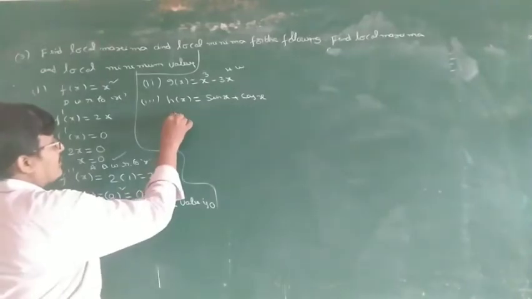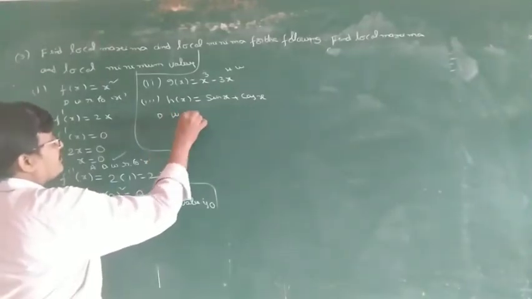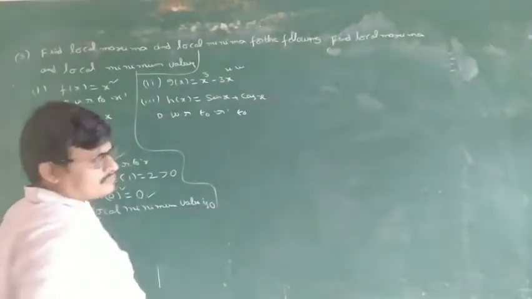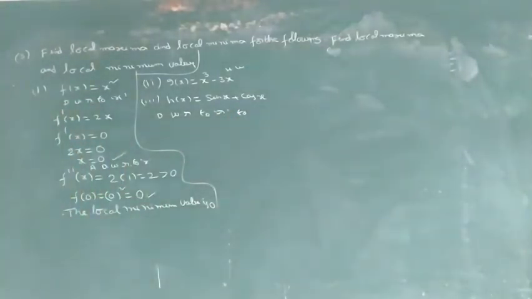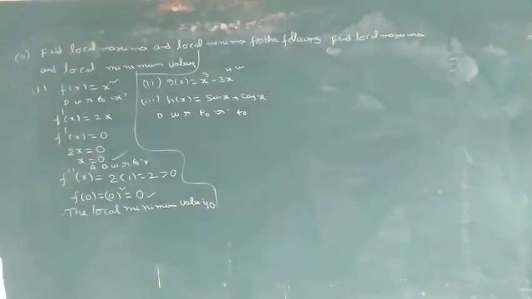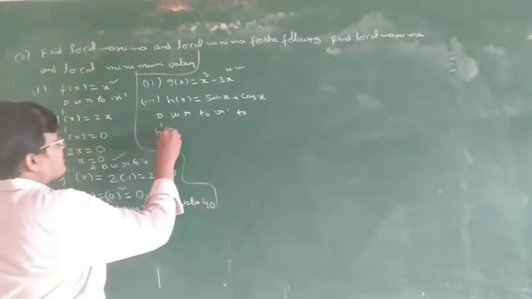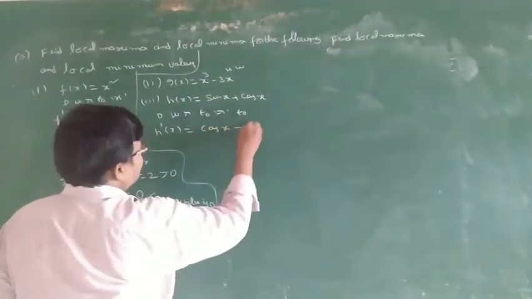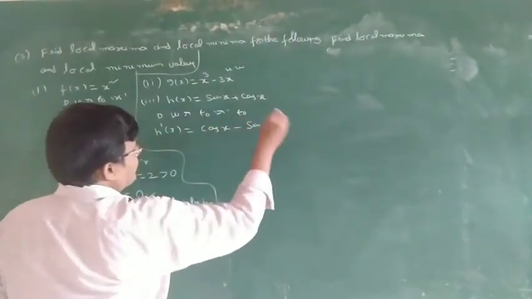We have to take the derivative with respect to x, there is no thinking, direct. So, given the function, immediately take the derivative of the function. H dash of x is equal to sin x derivative, cos x; cos x derivative, minus sin x.